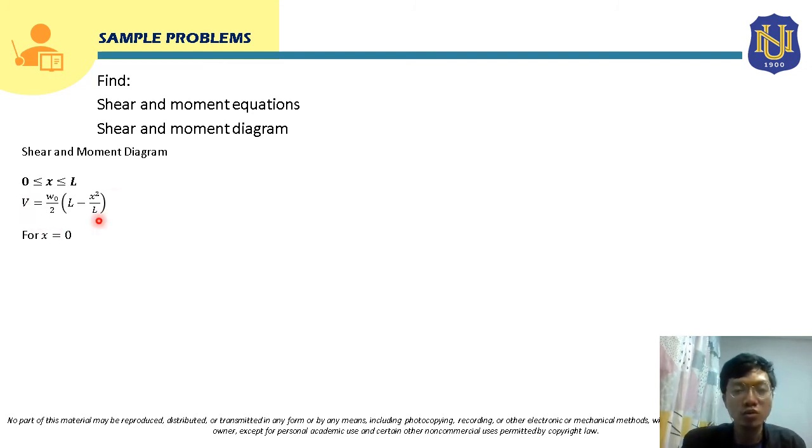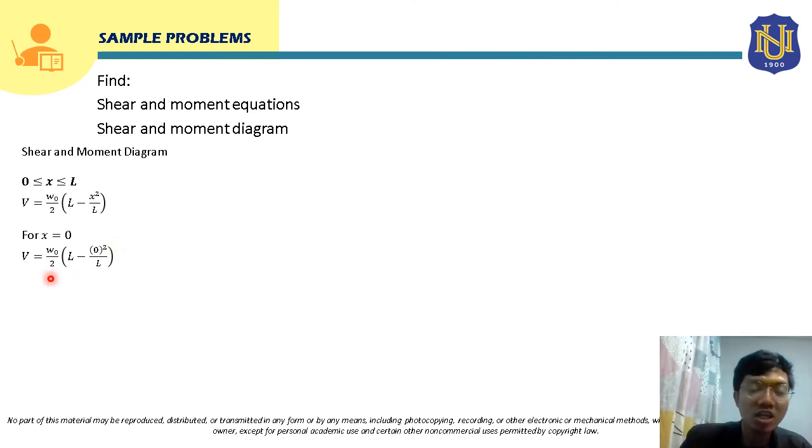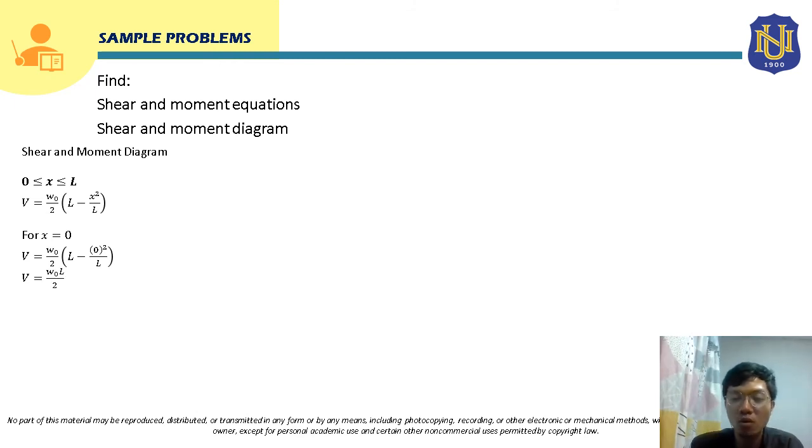So we're just going to substitute this value of x to the variable x in this shear equation. Substituting that here, this will become 0 squared. So what happens here is that this will be 0, and then W sub O over 2 will be multiplied by L. So shear here will be equal to W sub O times L over 2.